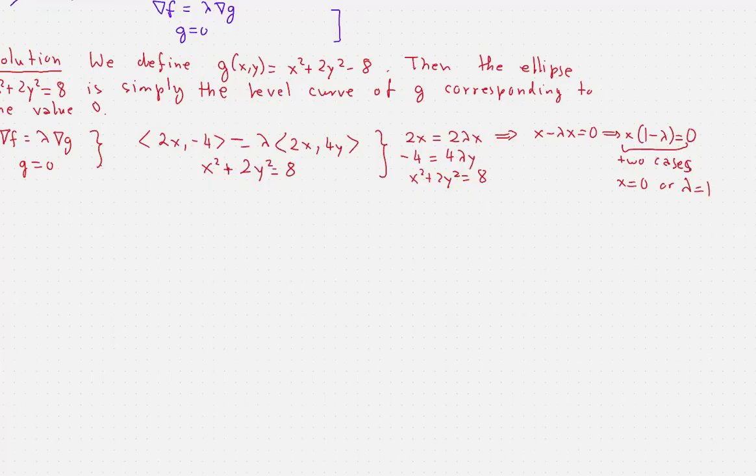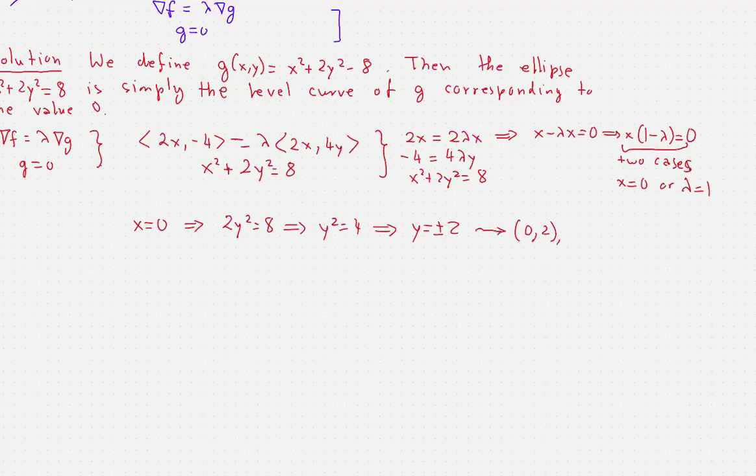So x equals 0 implies that we go to our constraint and we get 2y squared is equal to 8, which means that y squared is equal to 4, which means that y is equal to plus or minus 2, and this yields 2 points, (0, 2) and (0, negative 2).